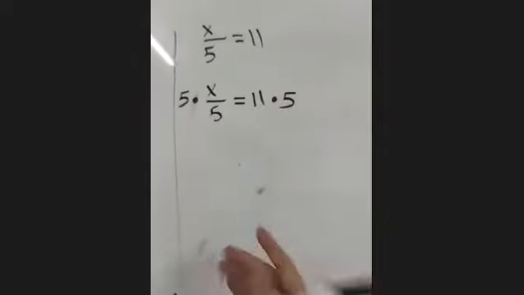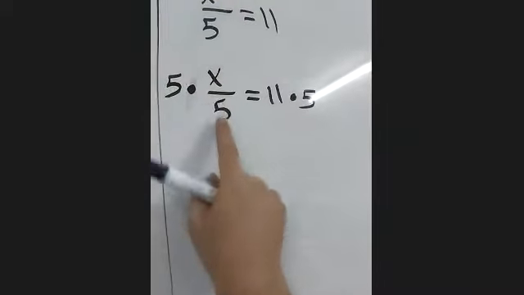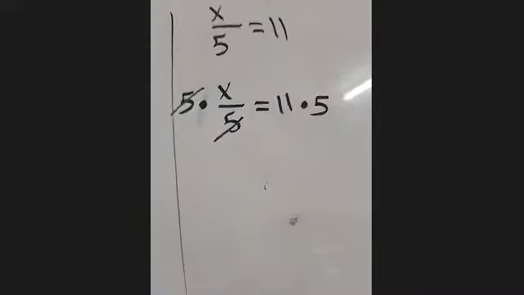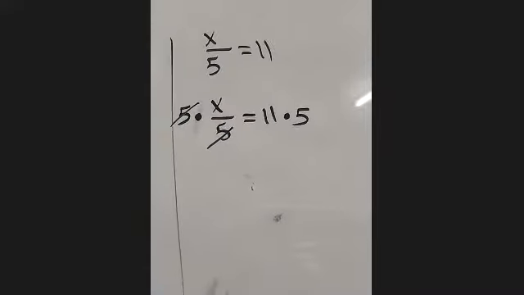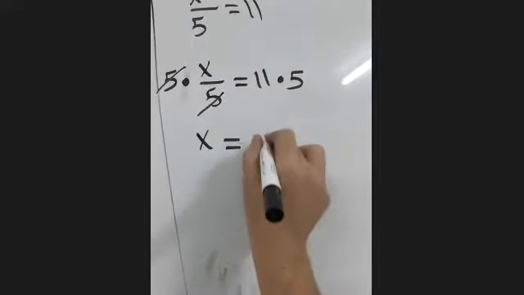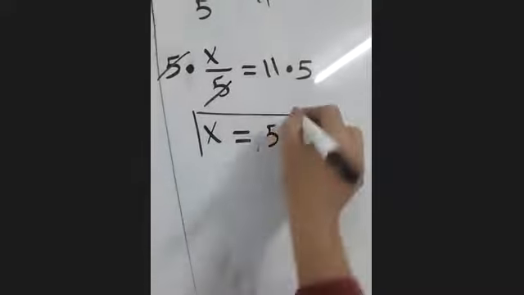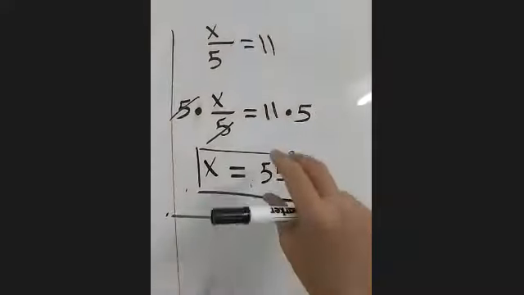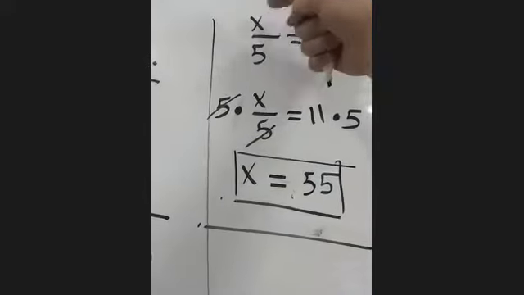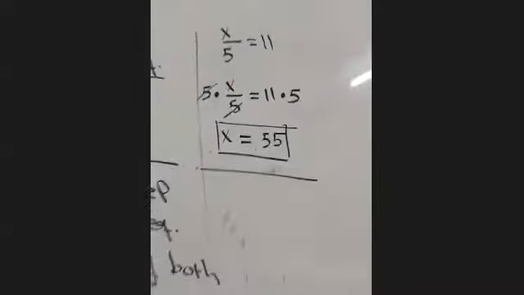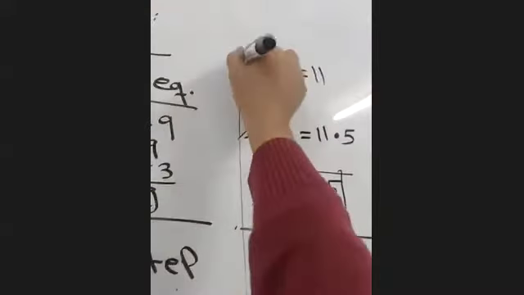Now let's multiply. 5 times x, 5x over 5, the 5 with the 5 gone. 5 up and 5 down, they are 1. It's still x here. 11 multiply 5, 55. This is the answer. Now, to check our solution, take the 55 and put it here. 55 divided by 5 is 11. This is example one, solve.